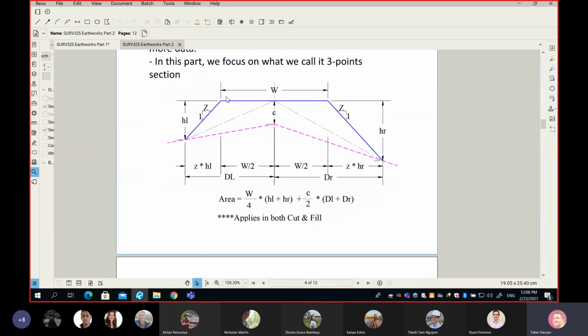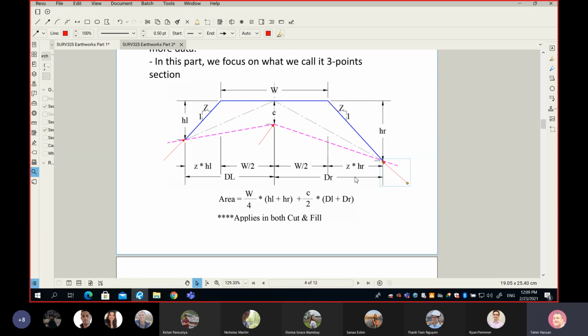So what are my options? Here we go. I'm going to move you to today's class. In today's class, we're going to talk about the three-point cross section. Look at the name, please. Three-point cross section means for every cross section, I have to survey three points to represent the existing ground. One of them is under the center line, and the other one is where the side slope meets the ground on the left. And the last one is where the side slope meets the existing ground on the right. Please count 1, 2, 3. That's why we call this one a three-point cross-section.